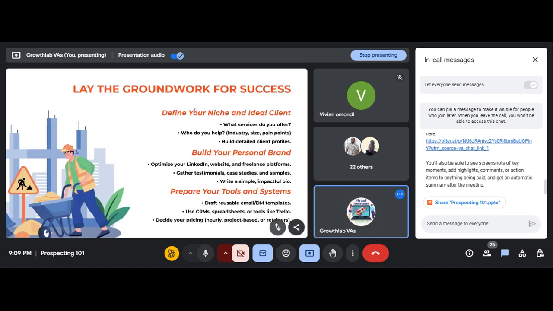Now, when laying the foundation for prospecting, there are three very important steps that we must follow. The first one is defining your niche and describing your ideal client. The second one is building your personal brand. And the third one is preparing your tools and systems. If this is not your first time here, then you've had the chance of hearing about this. If it is your first time, we'll go through each in detail.